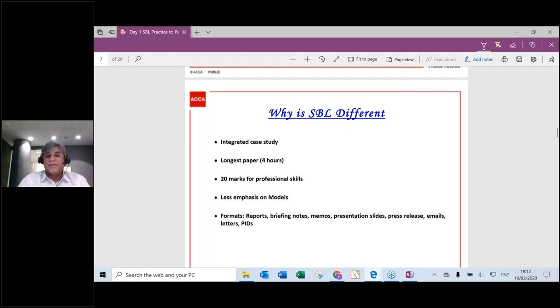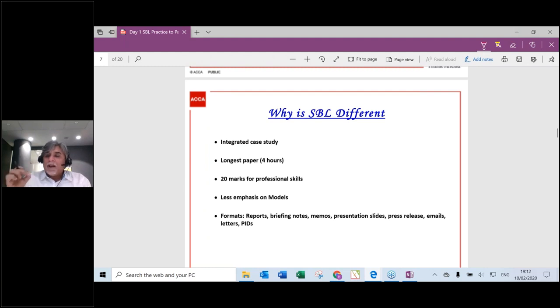Huge difference, right? Time wise, it's the longest paper, 4 hours. The maximum I believe you have given is 3 hours and 15 minutes. This one is 4 hours. This is one of the biggest challenges in SBL. Why? Because once you complete the third hour and you enter the fourth hour, you will be very tired mentally, physically. You will be frustrated, irritated, panicking, and the last hour would be like hell.